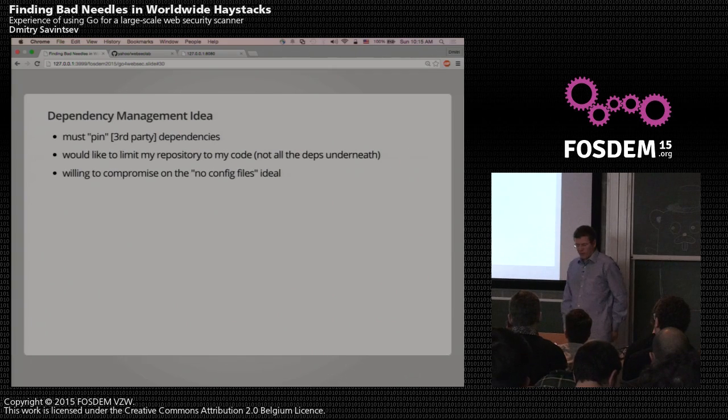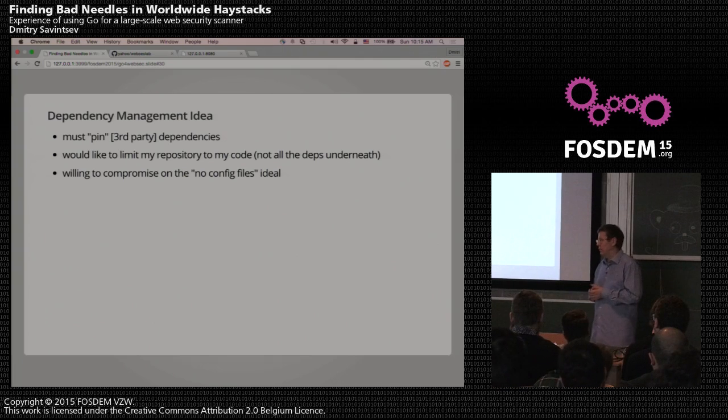Some thoughts on dependency management in a corporation environment: of course, we have to pin the third-party dependencies. And personally, I would like to limit the code in my repository to my code, so that it wouldn't have all the dependent libraries locally. It may be necessary outside, but we have trust that our mirrors will not go down, or that they have proper replication. And Go has this idea that there shouldn't be config files.